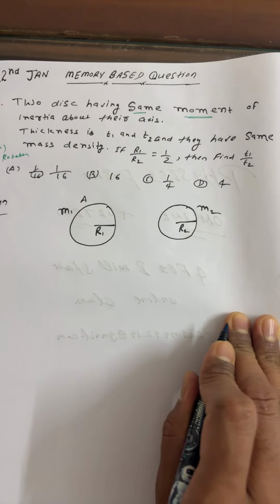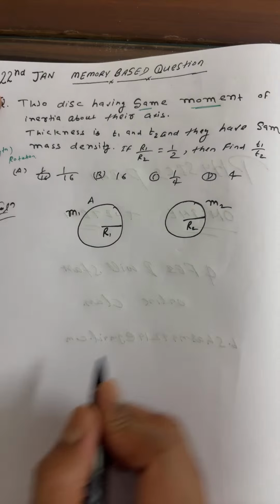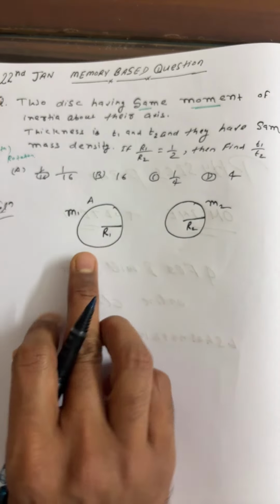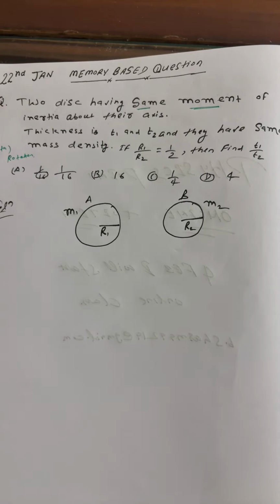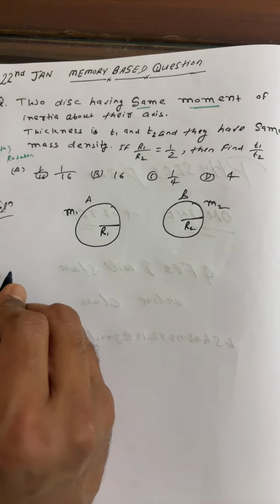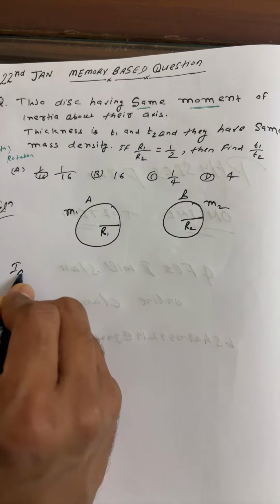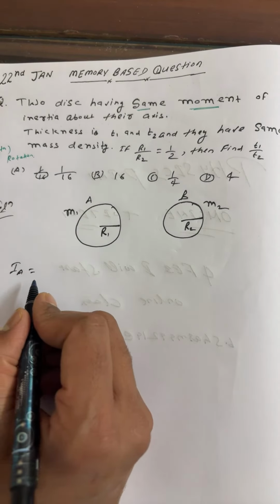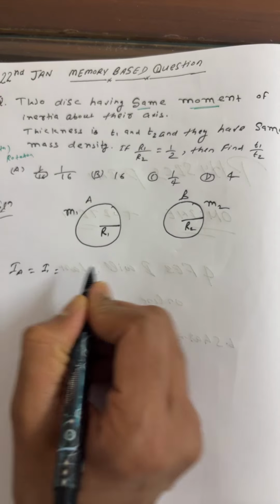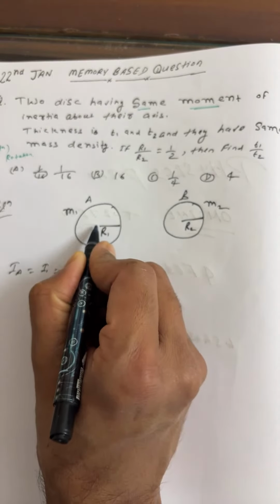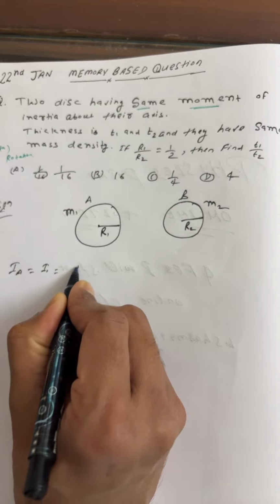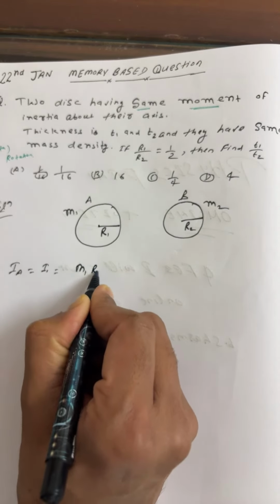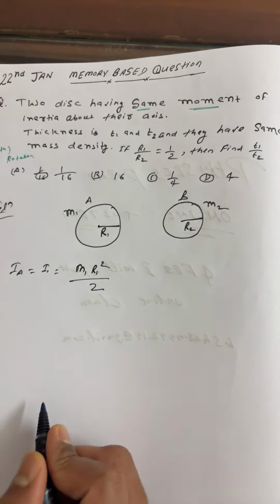Students, here I want to find the thickness ratio. First I'll write the moment of inertia of disk A individually, and then the moment of inertia of disk B. What is the moment of inertia of disk A? This is I A, or you can say I1. The moment of inertia of a disk about its center is MR square by 2. So I'm calling it M1 R1 square by 2.